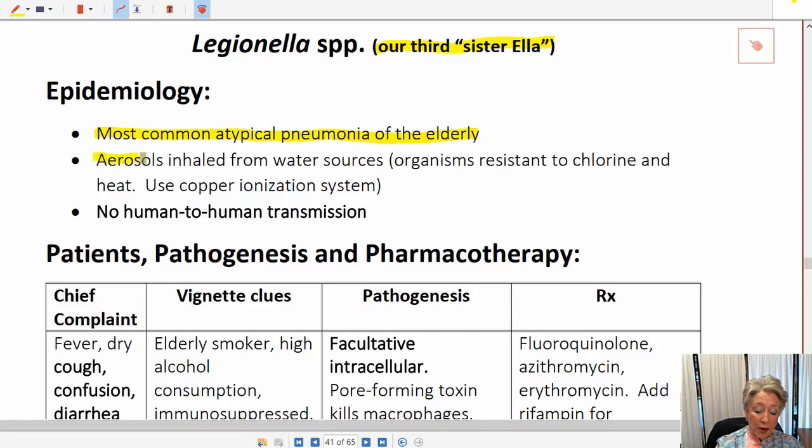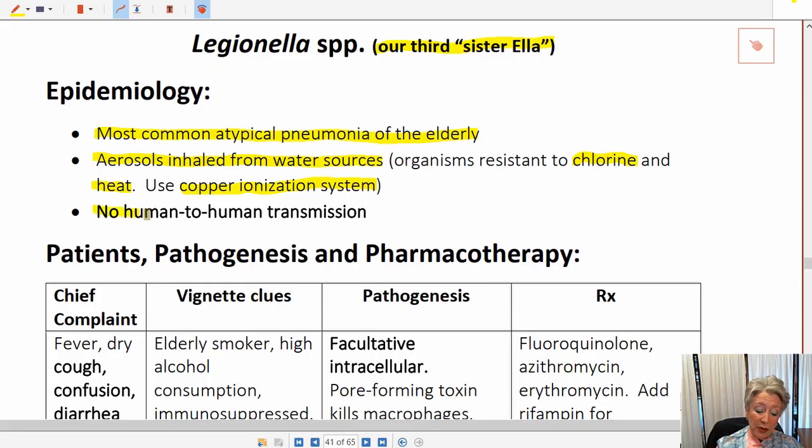It is acquired from aerosols of water sources, and as you'll see, these organisms do not get killed by our standard water purification techniques. They resist chlorination and heat. So in common sources of water, I have to use heavy metal ionization systems in order to dispose of them.